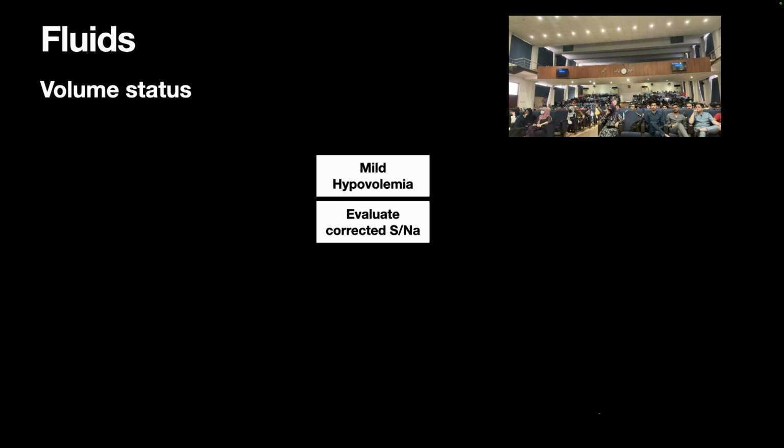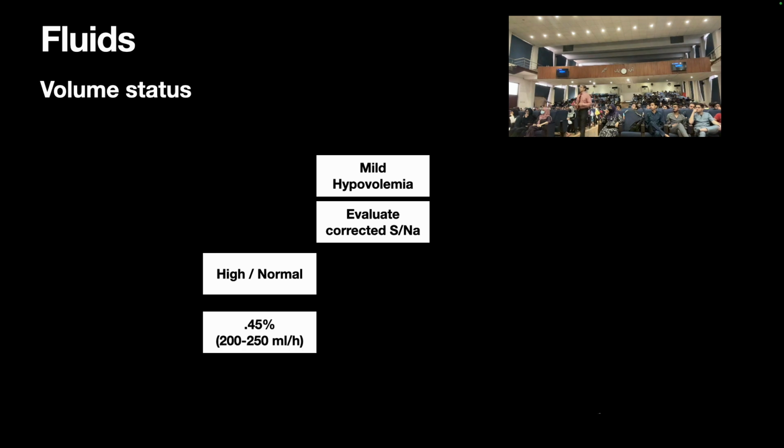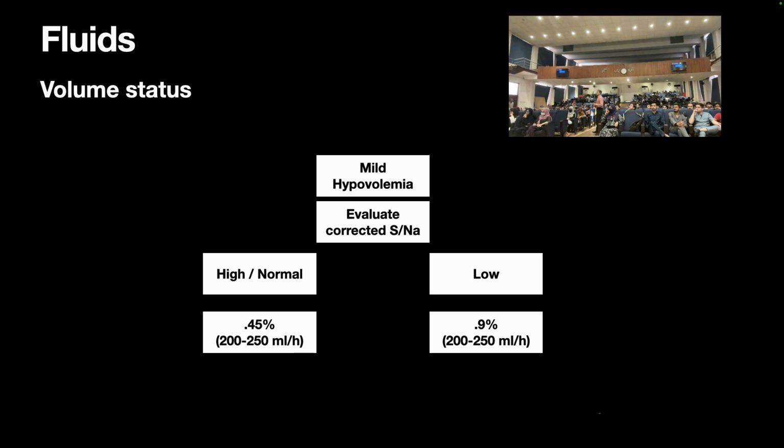And there are a few new methods of testing serum sodium, which are electrode based. They just circumvent this error. So evaluate for the corrected sodium. If it is high or normal, give 0.45% normal saline, 200 to 250 milliliters per hour. That is half normal saline. If the sodium is normal or high, give half normal saline. And if the sodium is low, give 0.9% sodium chloride, 200 to 250 milliliters per hour. So this is what you do if the dehydration or the volume loss is not really very high, it's mild.